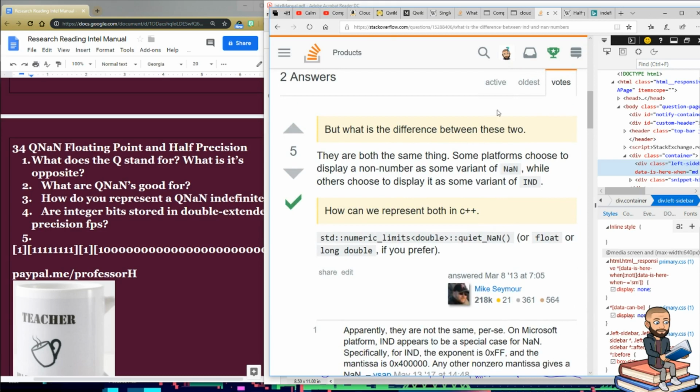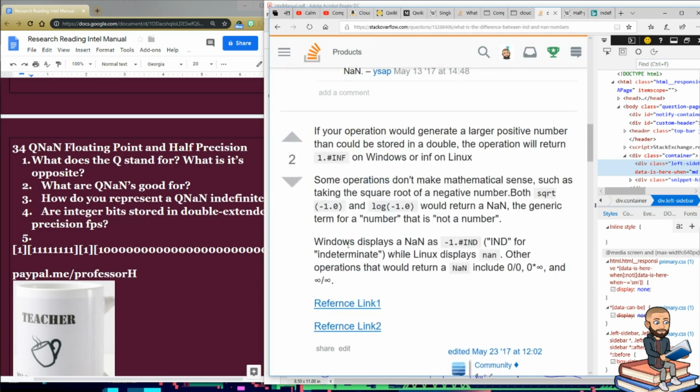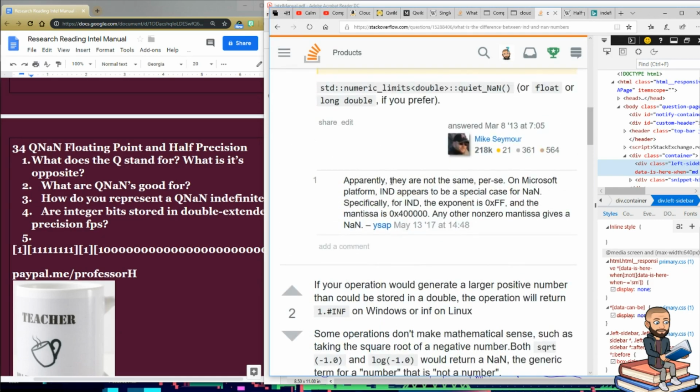So they say, what is the difference between these two? They are both the same thing. Some platforms choose to display a non-number as some variant of a NaN. Okay, so variants, I assume SNaN and QNaN. And then they say other platforms choose to display it as a variant of an indeterminate. And there's that C++ code for you. Well, I like this person. They say apparently they are not the same per se. On Microsoft, IND appears to be a special case for NaN.